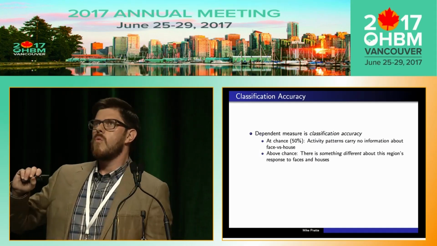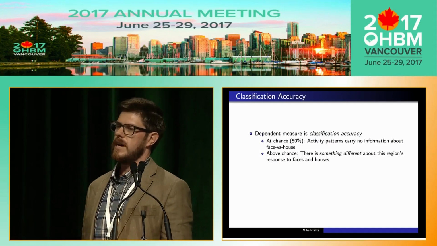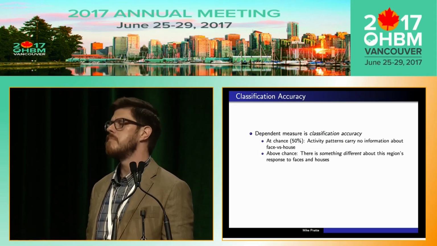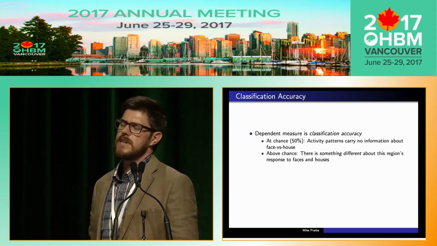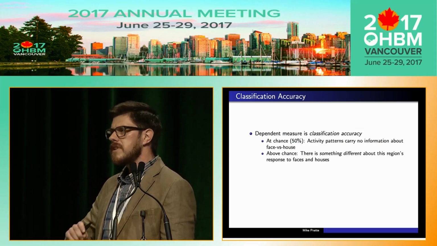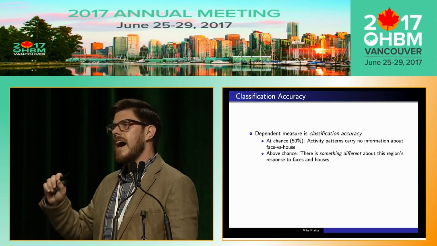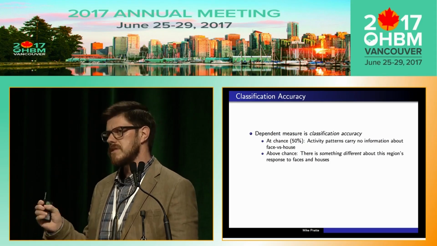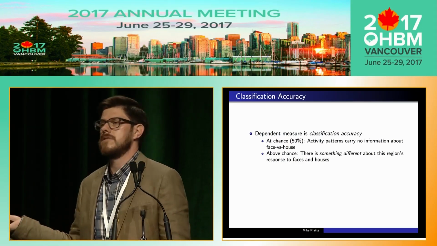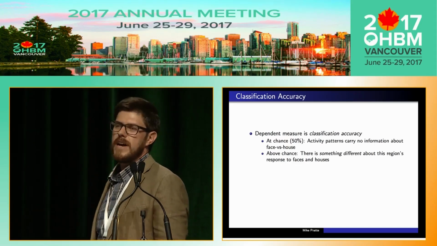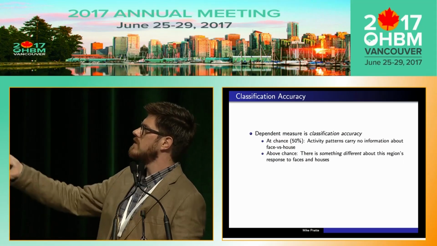So what my dependent measure is now for my experiments is no longer mean BOLD or percent signal change or something like that. It's classification accuracy. I have, say, 100 trials in my experiment. I have a prediction for each one: was it a face or a house? And I know the truth. It was a face on trial 1. And now I can compute accuracy.